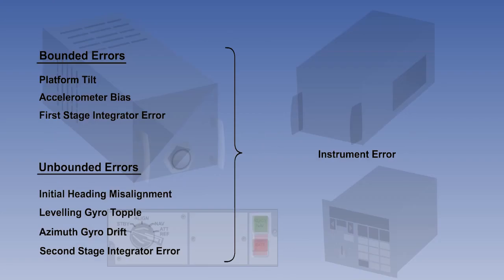How can we correct or remove these errors? The answer is that we can't. All of these bounded and unbounded errors result from limitations in the accuracy of the components of the INS. They arise from the accelerometers, the integrators and the gyros. They can all be considered to be a more sophisticated form of instrument error.